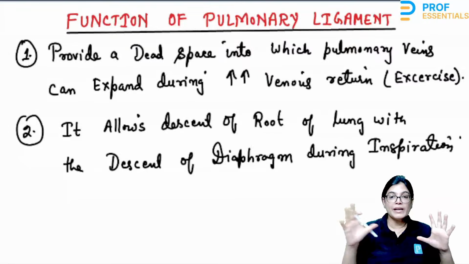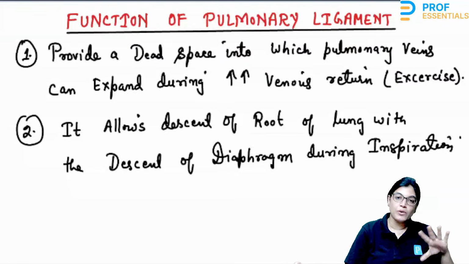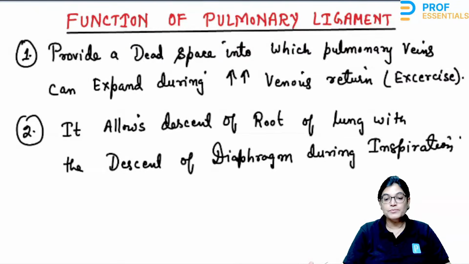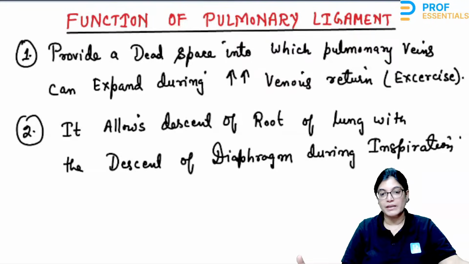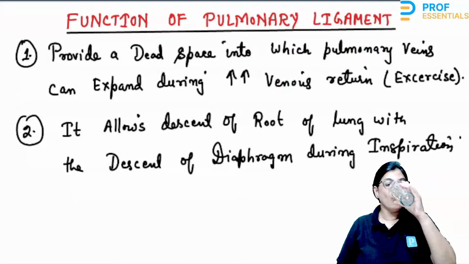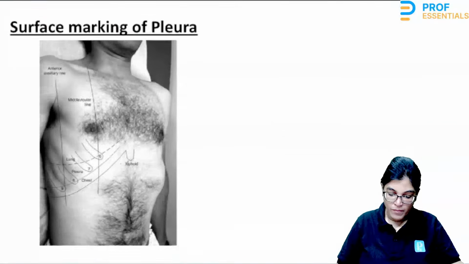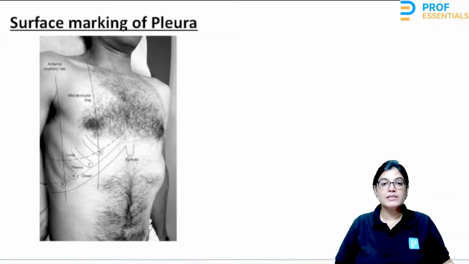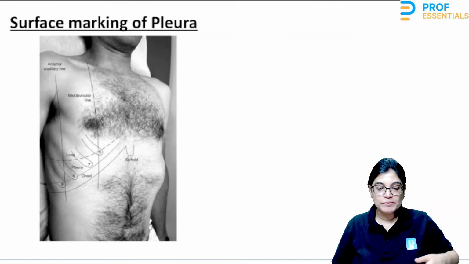Now, we are learning very important points. We are learning about the pleura in detail. The other important point about the pleura is to know the surface marking of the pleura. That is very important for you to understand. So let's start with the surface marking of the pleura.